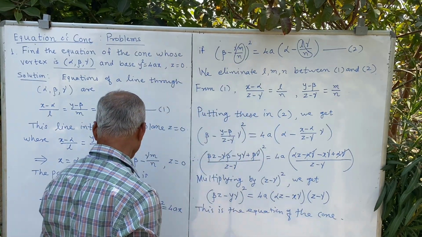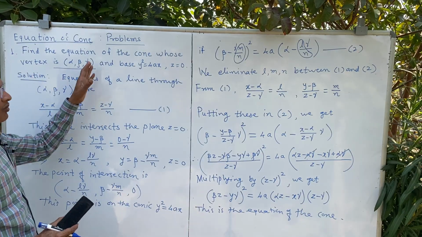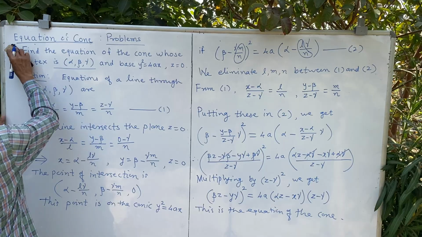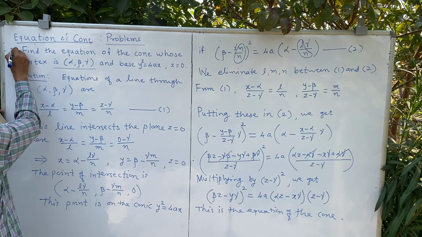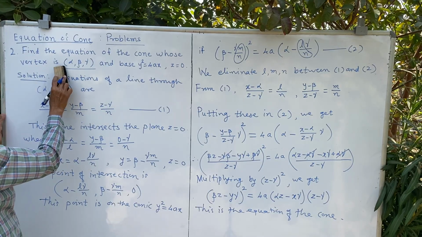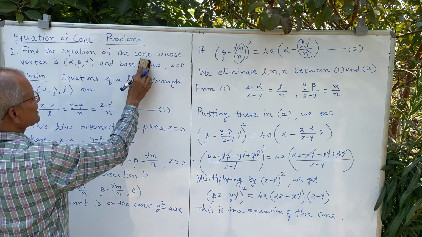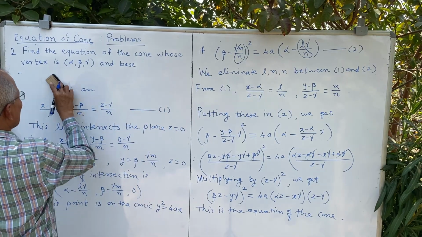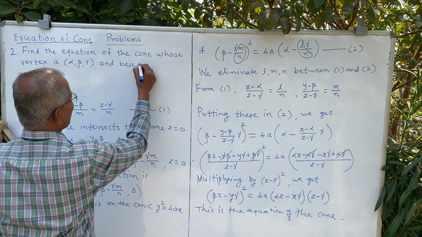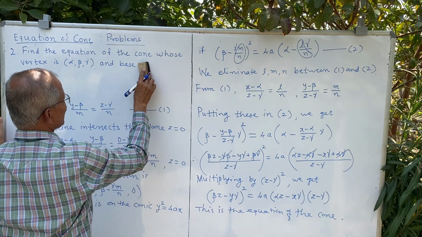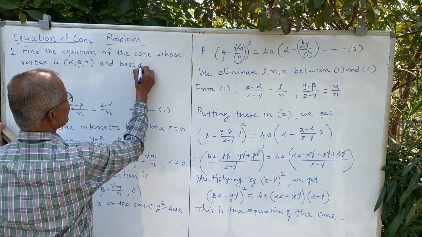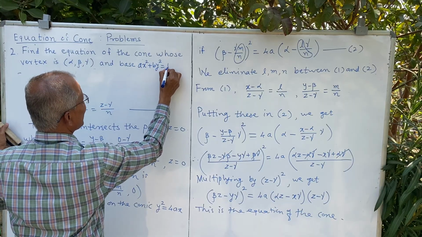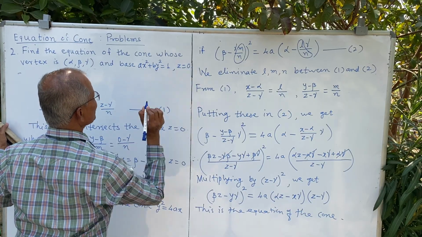So thus we have obtained the equation of the cone whose vertex is alpha, beta, gamma, and base is this one. Now we shall consider the next problem: find the equation of the cone whose vertex is the same and base is different. The base is the ellipse ax square plus by square is equal to 1 and z is equal to 0.